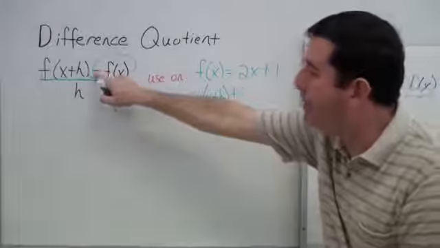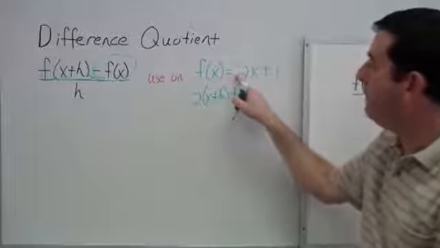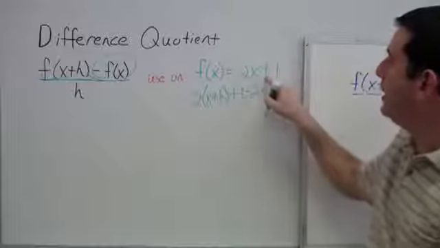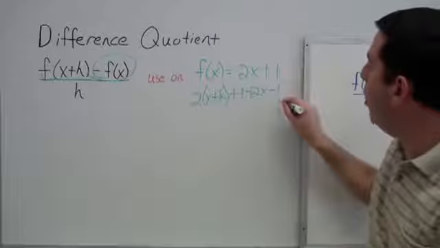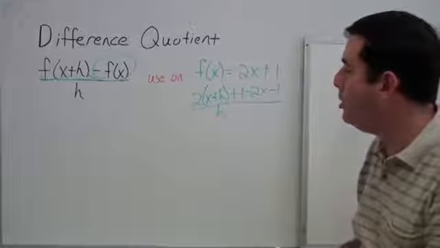It's the opposite of f of x. What's the opposite of positive 2x? That would be negative 2x. What's the opposite of positive 1? That would be negative 1. We'll take all of this and divide by h.